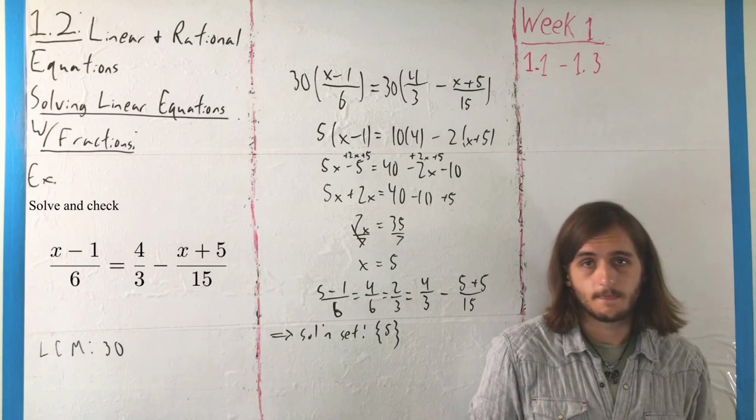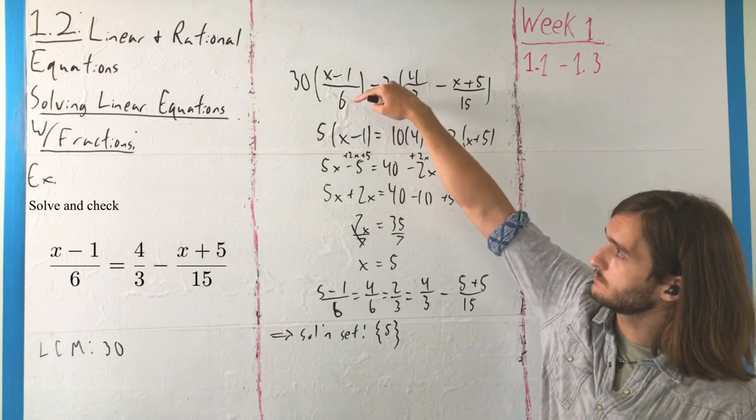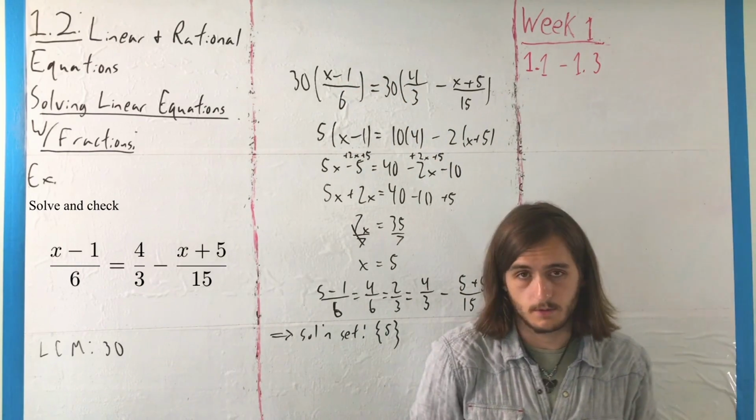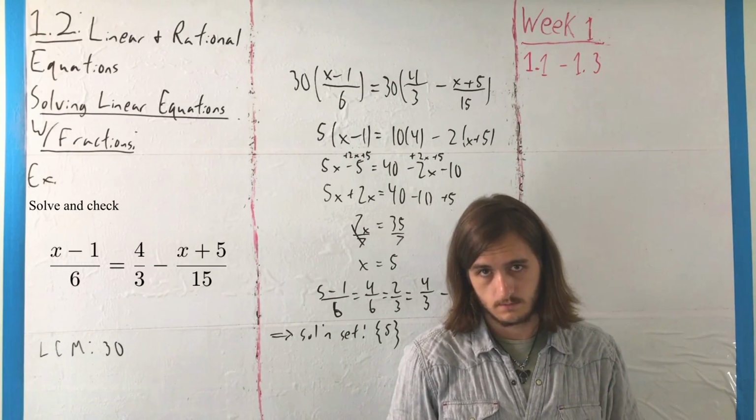The next thing we're going to look at is what happens if instead of putting numbers underneath x values, we put x values underneath numbers. In which case we get things called rational equations.